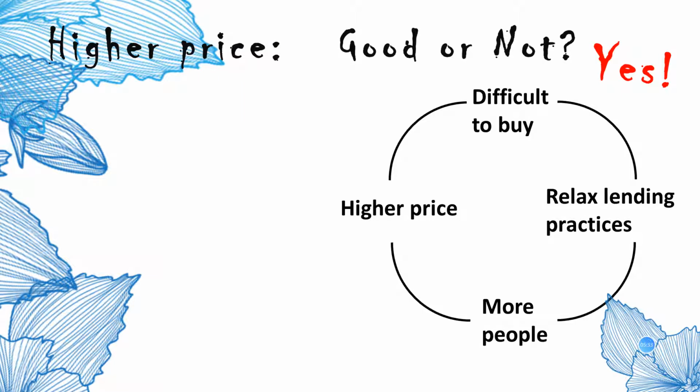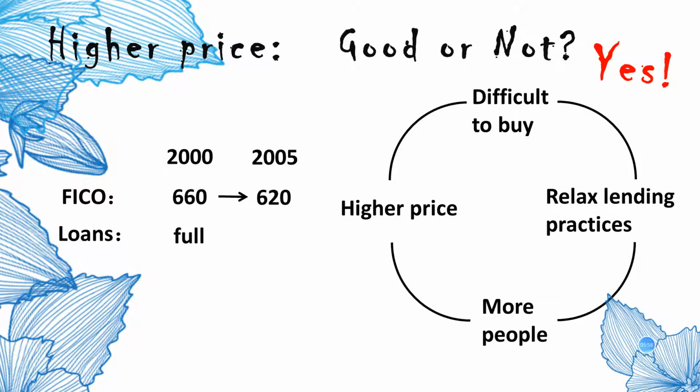For example, in early 2000, a subprime borrower had a FICO score of 660 or less. By 2005, many lenders dropped their required FICO score to 620, making it much easier to qualify for prime loans and making subprime lending a riskier business. Loans moved from full documentation to low documentation and then to no documentation.